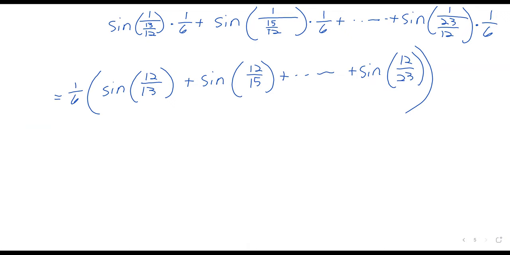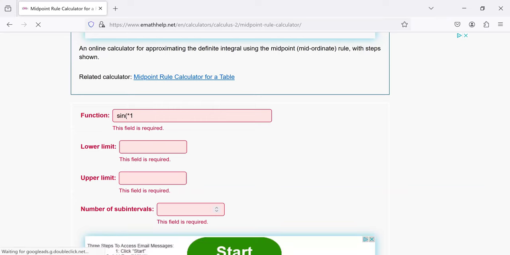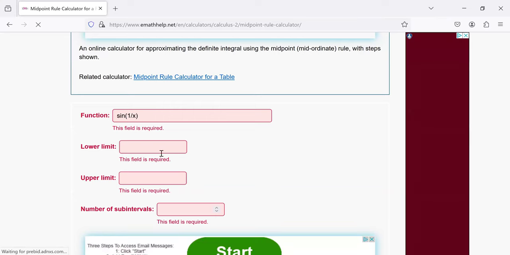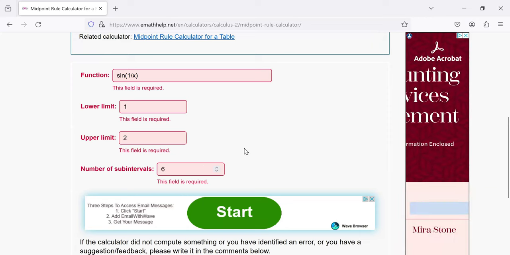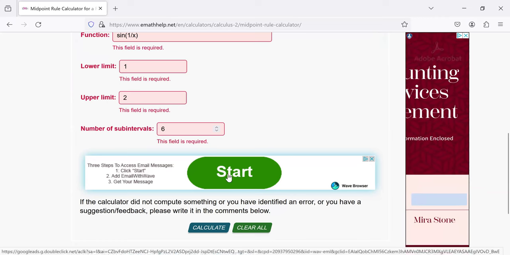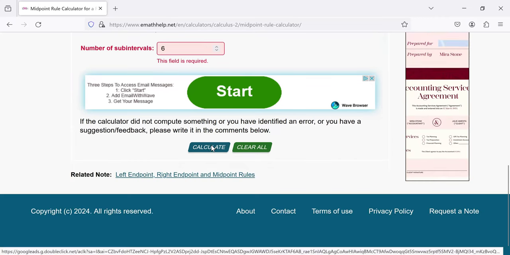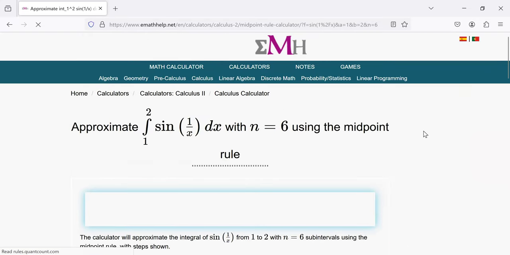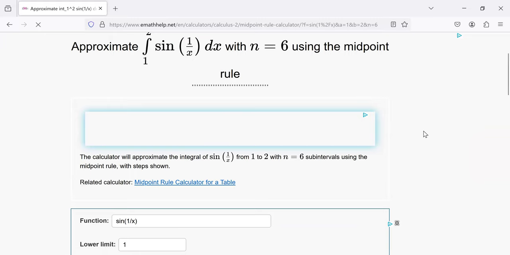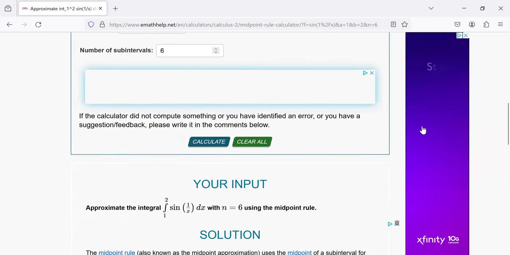Midpoint rule online. An online calculator. Okay, let's see if this is gonna work. The sine of 1 divided by x from 1 to 2, and we used 6 rectangles. Apologies for the horrible ads. Come on, you're making a fool of me.